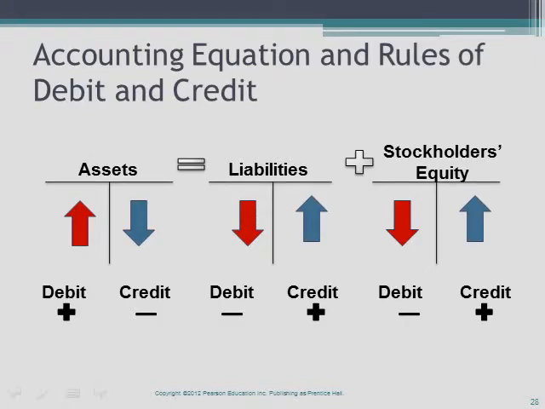The type of account determines how we record increases and decreases. The rules of debit and credit are shown above. Increases in assets are recorded on the left or the debit side of the account. Decreases in assets are recorded on the right or credit side. You receive cash and debit the cash account. You pay cash and credit the cash account. Conversely, increases in liabilities and stockholders' equity are recorded by credits.